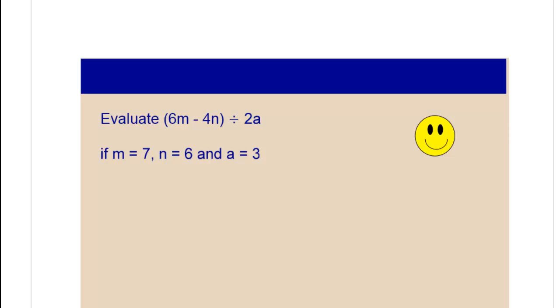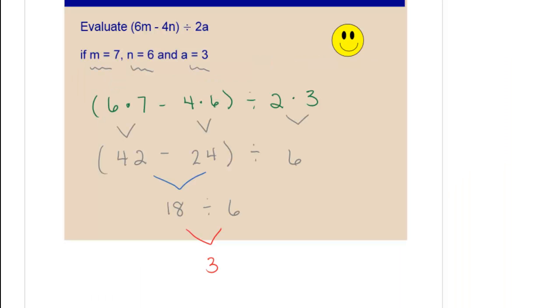In this problem, we're going to substitute 7 in the place of m, 6 in the place of n, and 3 in the place of a. Then we're going to use our order of operations once we've rewritten this expression. So go ahead and give that a try. So you should end up with 3, and here are the steps.